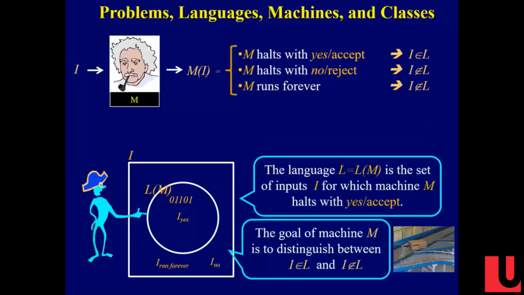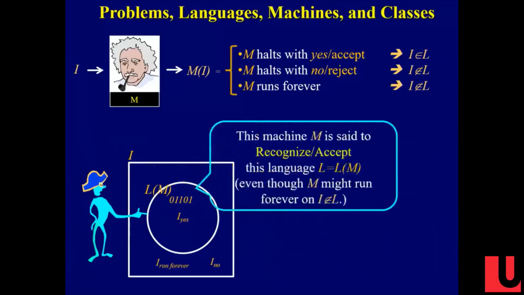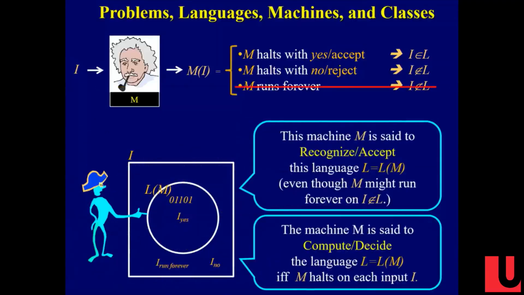But that's when a machine decides. If it recognizes, or accepts, it could run forever. But when it computes or decides, it always has to halt. So that's the difference between recognizable, or acceptable, languages versus the ones that you decide. You always have to halt.